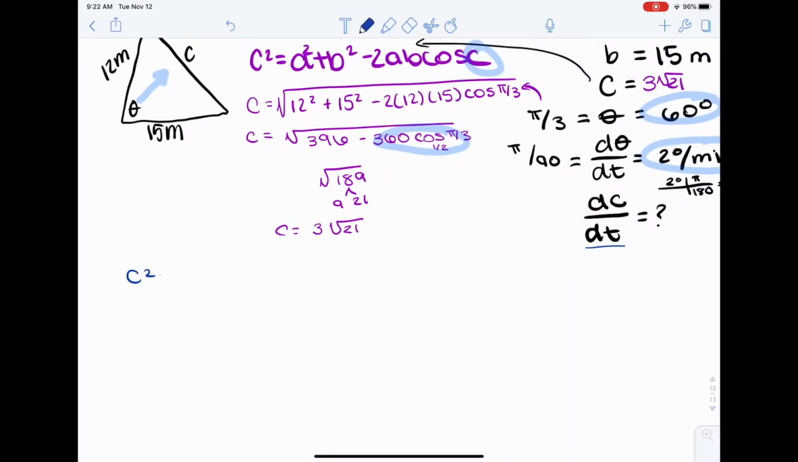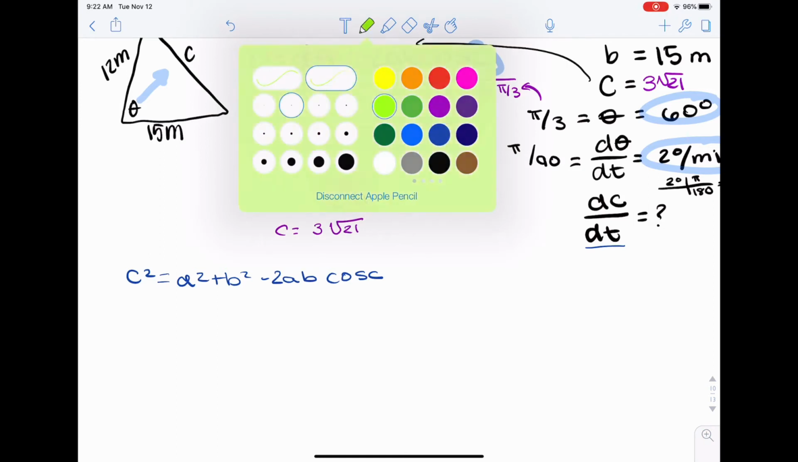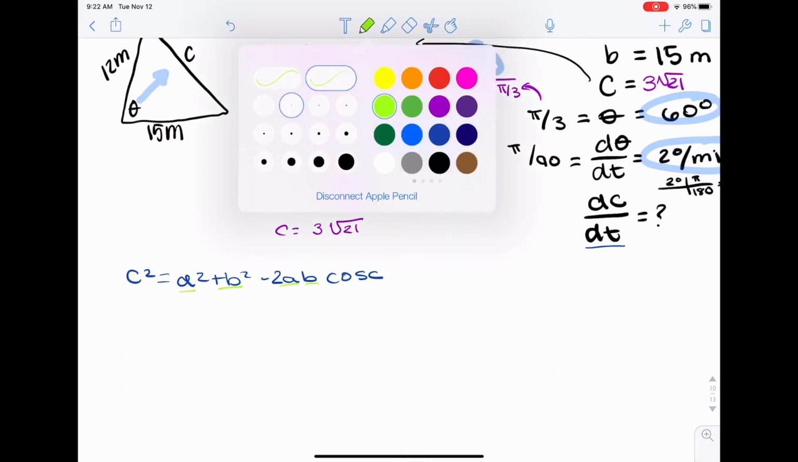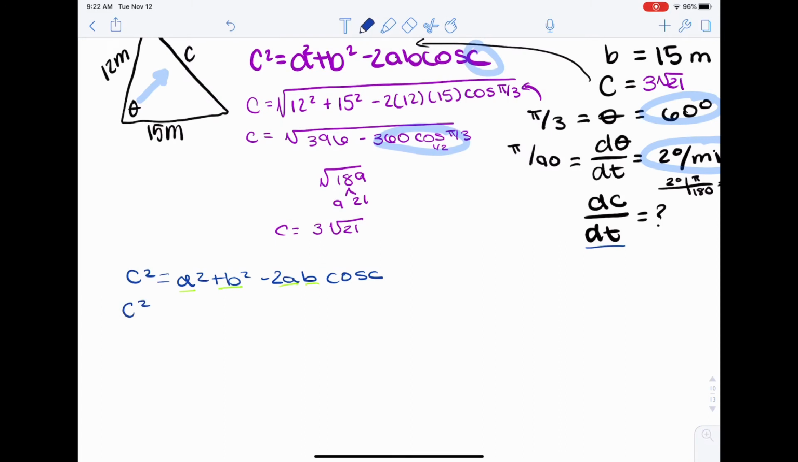Okay, so we are going to keep going. So we have c squared is equal to a squared plus b squared minus 2ab cosine of c. And since both a and b never change during this problem, we're just going to go ahead and stick them in before we take the derivative. So we're going to have c squared is equal to 12 squared plus 15 squared minus 2 times 12 times 15 times the cosine of c. So we're going to simplify that really quick.